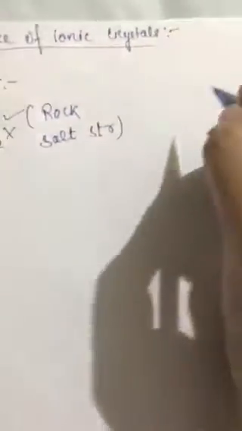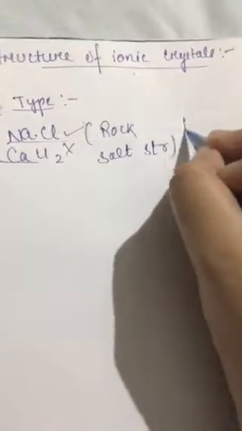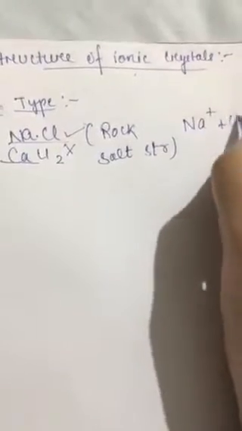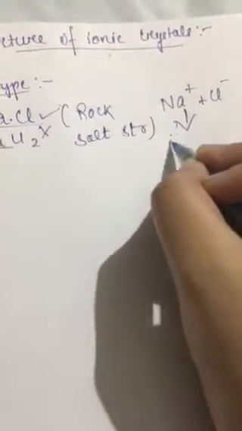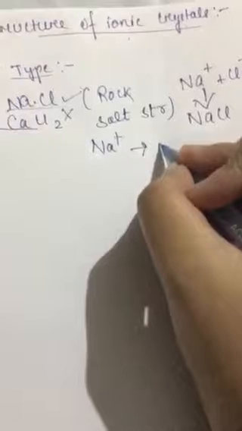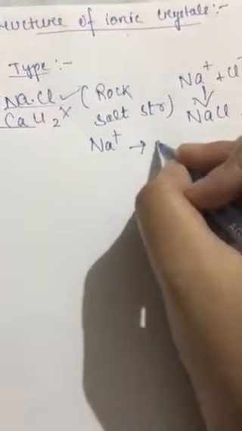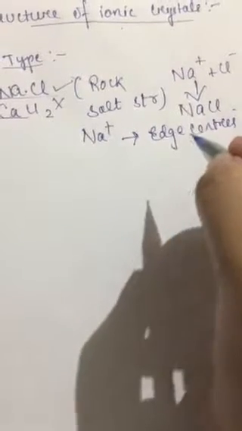Then, the first thing we will study is that in NaCl, Na plus ion plus Cl minus ion form NaCl, as sodium loses one electron and chlorine gains one. So Na plus and Cl minus give NaCl. In this way, if we see here, the Na plus ion is present on the edge centers.